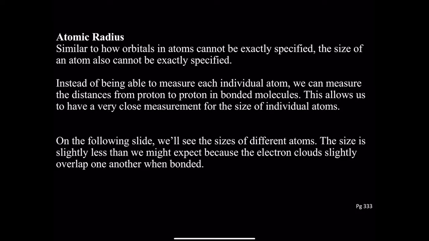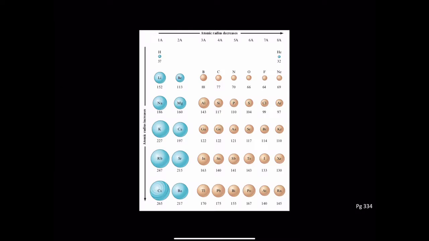On the following slide, we'll see the sizes of different atoms and that it's slightly less than we might expect because the electron clouds slightly overlap one another when they're bonded. So the size is actually a little smaller than what we would expect, okay? But this is what we're looking at here.